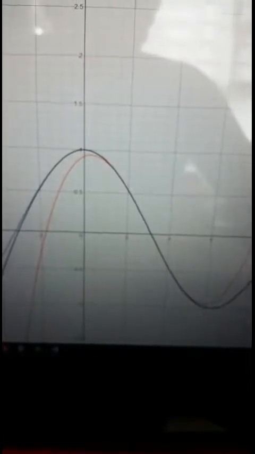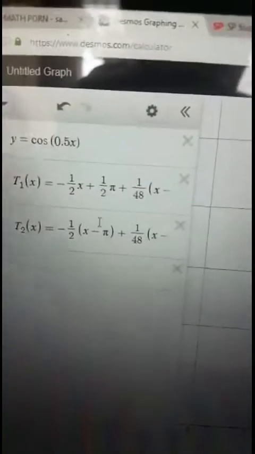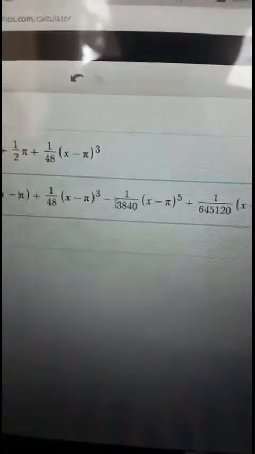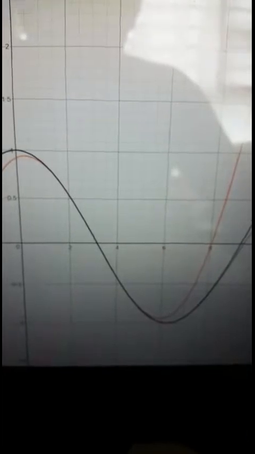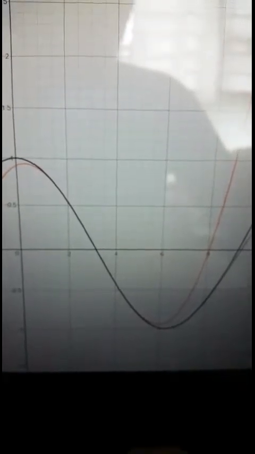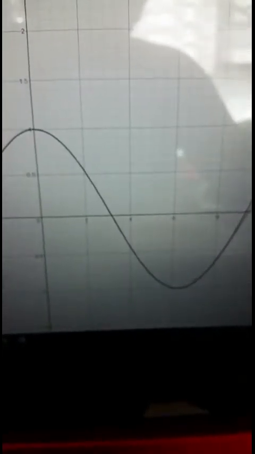the black line shows the one that has been added more terms, is over here. See, I didn't put the 4th and 6th one since they are 0 and they are irrelevant. So as we can see here, the black line is more aligned to y is equal to cos bracket 0.5x.